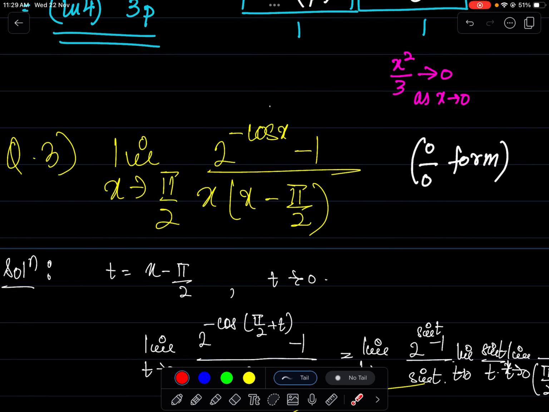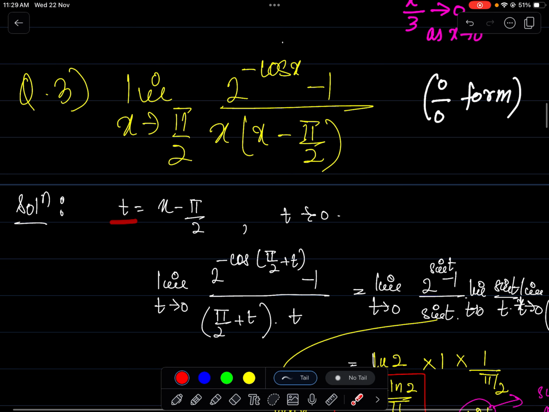Why? Because x is tending to pi by 2, this thing is giving me 0. If you get 0 in the numerator, it's not a problem. But this term is giving me 0 in the denominator, which is creating a problem. So let me take that as some other variable. I am taking that as t, because I am taking x minus pi by 2.